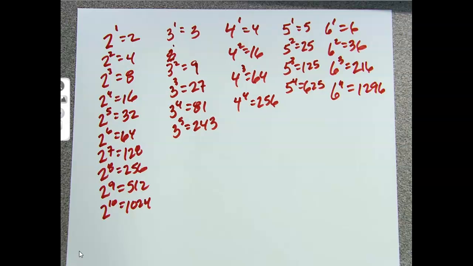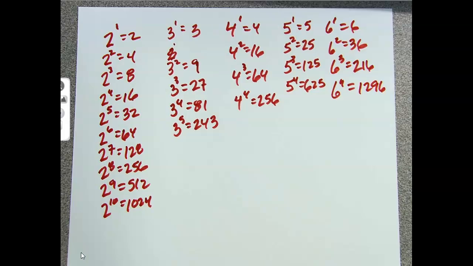All right, so let's take a look. I think it would be wise for you to know as many of the powers of 2 as possible, at least up to 3 to the 5th, at least up to 4 to the 4th, at least up to 5 to the 4th, at least up to 6 to the 3rd.